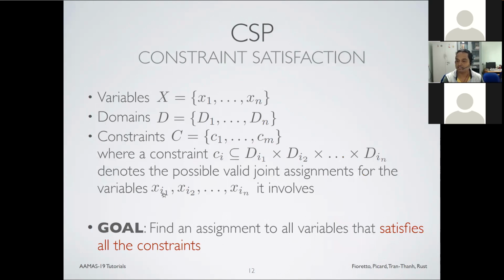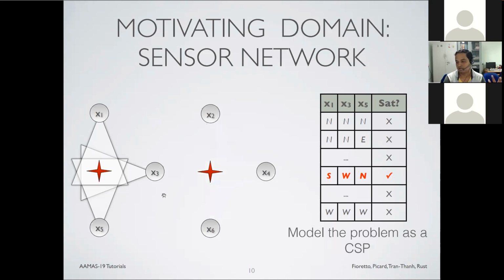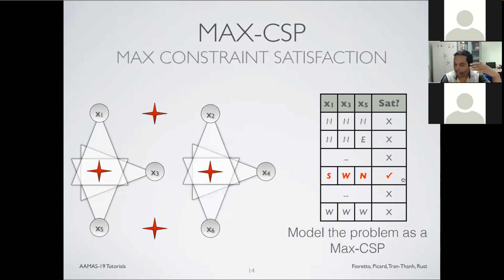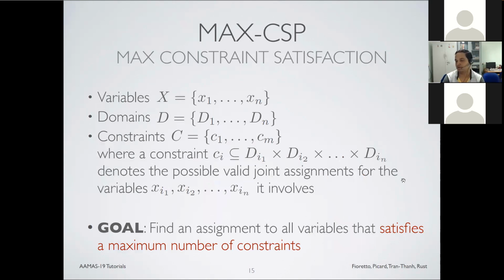But for the earlier case, we satisfy only 1 target. So from constraint satisfaction, we are moving to MAX-CSP. Find an assignment to all variables that satisfies a maximum number of constraints.